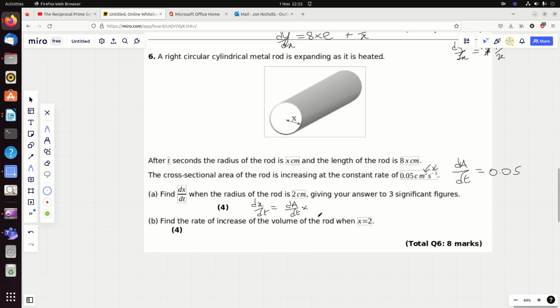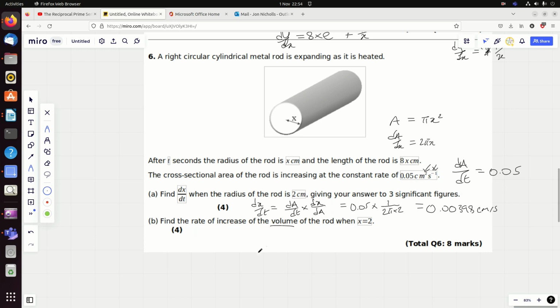And we need to times that by, well, we need to get rid of the dA, so it needs to be over dA, and then we need to magically make a dx appear. So let's put dx over dA. How are we going to find that? Well, what is the cross-sectional area? It equals pi x squared. So dA by dx is 2 pi x. And so all we really need to do is dA by dt, which is 0.05, times dx by dA, which is 1 over 2 times pi times the radius of the rod, which is 2. That's my x. Plug that in, and you get 0.00398 centimeters per second.